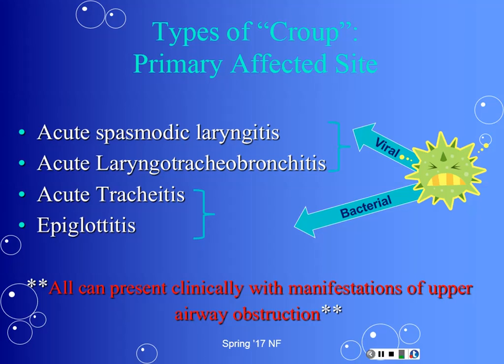Acute spasmodic laryngitis, you can see they talk about and they're described by where they are in the airway, versus acute laryngotracheobronchitis, or LTB, which is a lot easier to say. So acute spasmodic laryngitis, or acute LTB, is viral, and then acute tracheitis and epiglottitis is bacterial, primarily. The reason they fall under this umbrella is because all can present clinically with the manifestations of that upper airway obstruction.